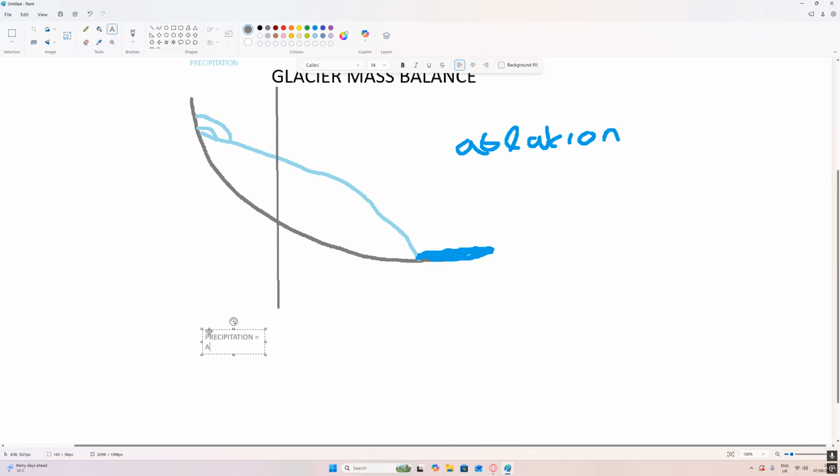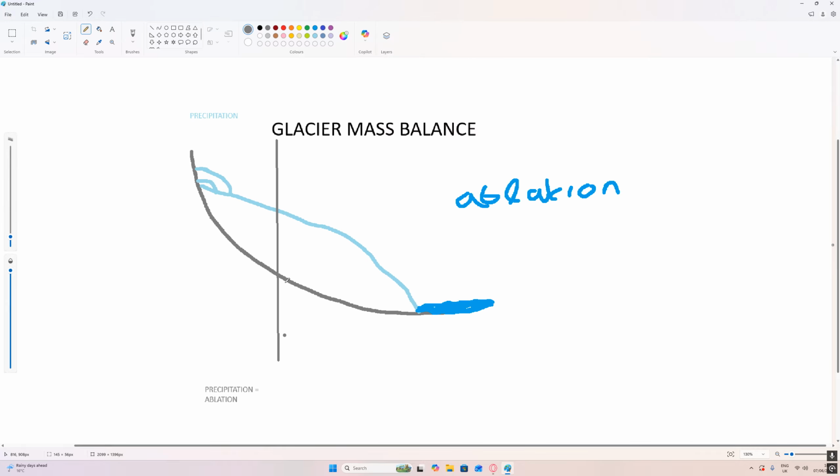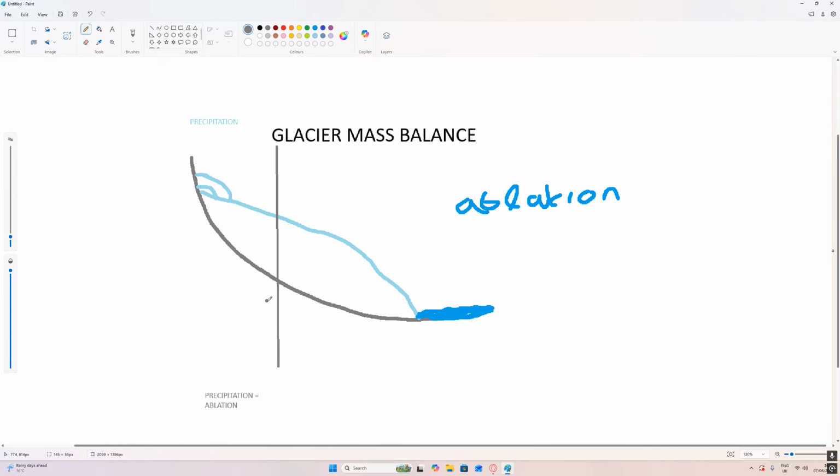meaning that there's neither a positive nor negative mass balance. It means there's an equal mass balance. So it's losing the same amount as it's gaining at this location. Here there's a positive mass balance, and here there's a negative mass balance because this area is losing more to ablation than it's gaining from precipitation, and this area has a positive mass balance because it's gaining more ice and sediment, etc., from precipitation than it's losing from ablation.